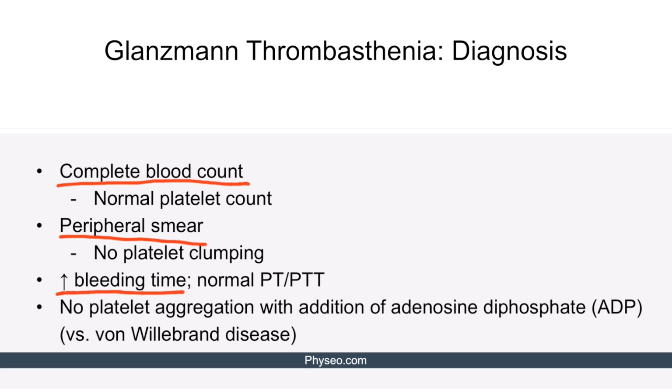On the other hand, the prothrombin time and the partial thromboplastin time will be normal because Glanzmann thrombasthenia does not interfere with the coagulation cascade. Glanzmann thrombasthenia is characterized by no platelet aggregation with the addition of adenosine diphosphate, ADP. ADP normally upregulates the GP2B3A receptor on the platelet surface. Since these patients are deficient in GP2B3A, they will not have enhanced platelet aggregation with the addition of ADP.